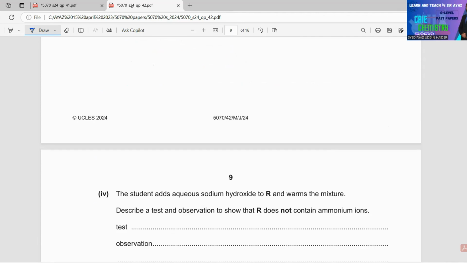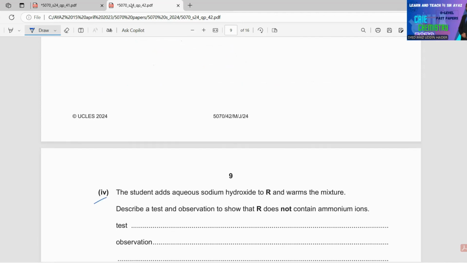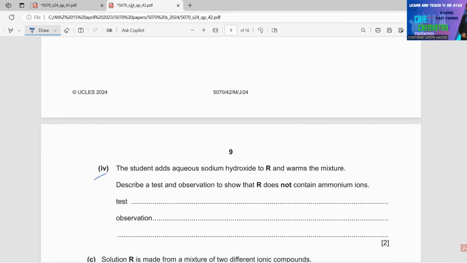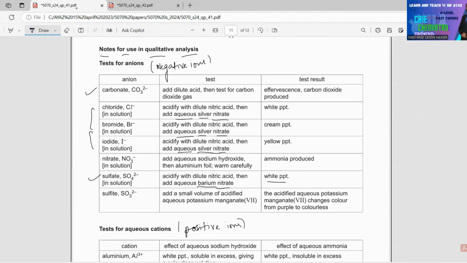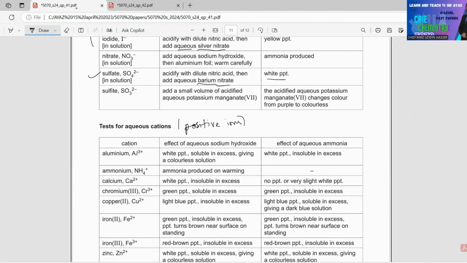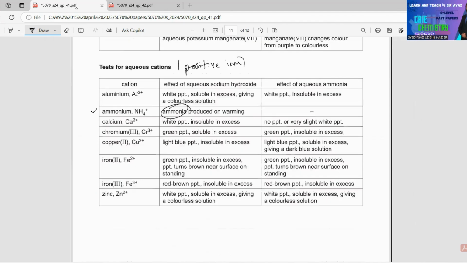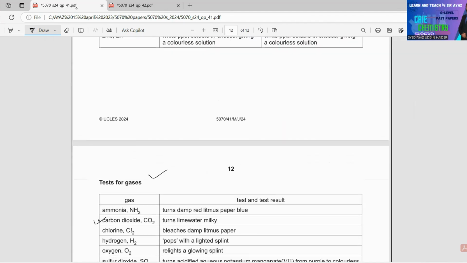Moving to next part, which is part 4. The student adds aqueous sodium hydroxide to R and warms the mixture. Describe any test observation to show that R does not contain ammonium ions. So ammonium ion is a positive ion. On warming, it must give ammonia gas, and ammonia gas is then tested. This is a test for ammonia gas. It turns damp red litmus paper blue.